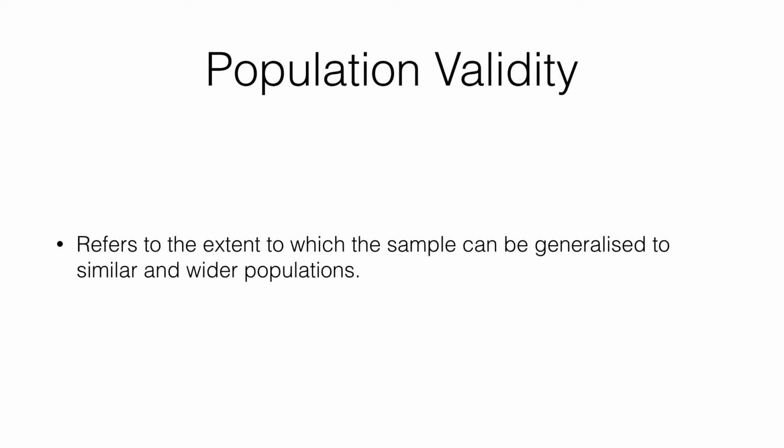Let's look at an example. Suppose we're studying the impact of listening to Mozart on IQ, the so-called Mozart effect. So we decide that we're going to use a sample of people with already high IQs, and we use a random sample of a selection of people that already have high IQs. This sample would have high population validity for people with high IQs. We can generalize our results to other people with high IQs.